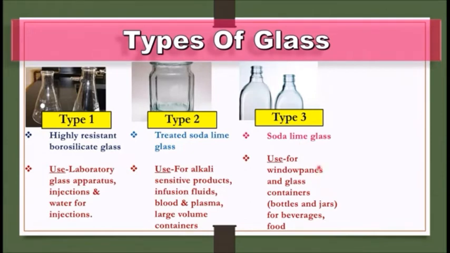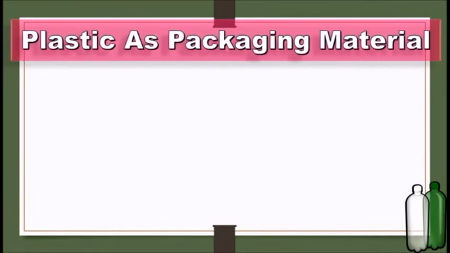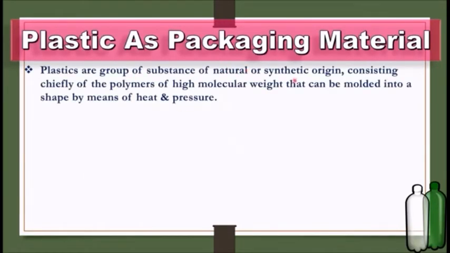We revise that type 1 glass is borosilicate glass. This borosilicate glass is more chemically resistant than other glasses. Type 2 is treated soda lime glass. Type 3 is regular soda lime glass, and type non-parenteral is general purpose soda lime glass for oral or topical, means your skin use, that means non-parenteral.